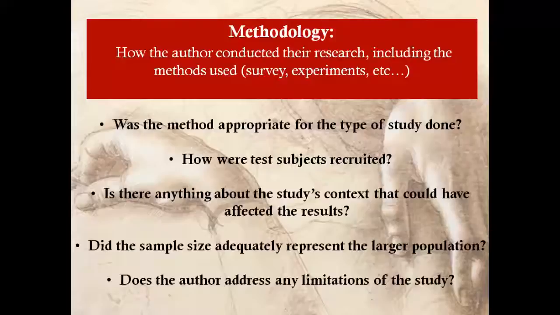The methodology section or methods section tells you how the authors went about doing their research. The methodology section should be detailed enough that another researcher could replicate the study described. When you read through the methodology section, think about the following. Was the method appropriate for the type of study done? How were the test subjects recruited? Is there anything about the study's context that could have affected the results? Did the sample size adequately represent the larger population? Does the author address any limitations of the study?